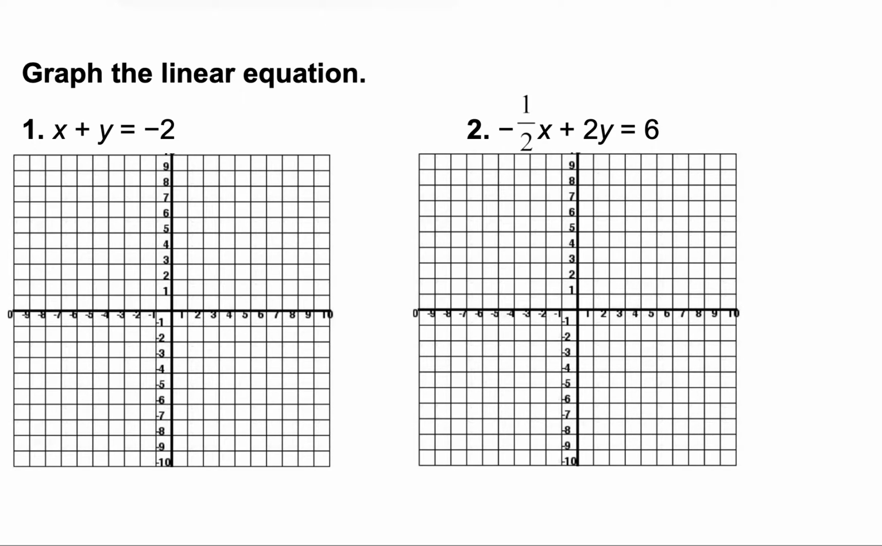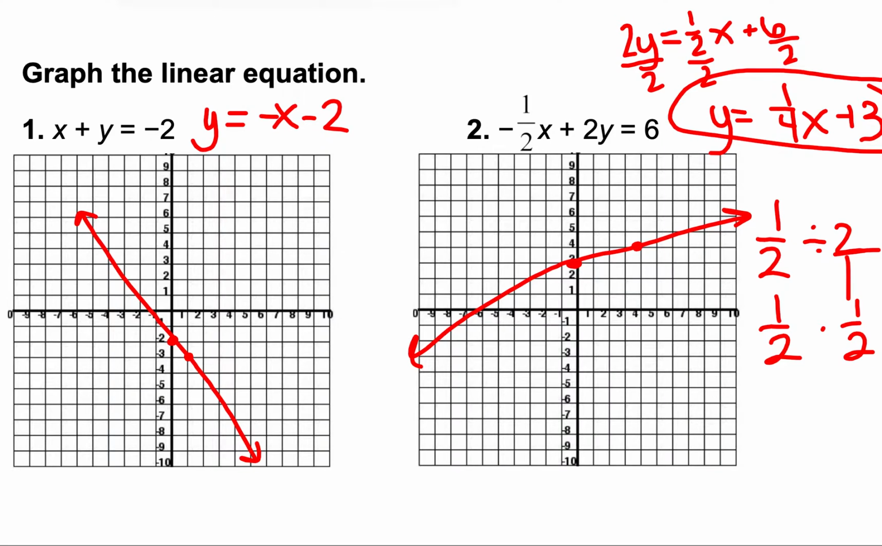Okay, let's check your answers. All right, so for number 1, x plus y equals negative 2. I subtracted x on both sides. I wrote that part first since it's slope-intercept form. So I have y equals negative x minus 2. When I graphed it, that minus 2 is my y-intercept. So I went down to negative 2, and I made my point there. Here it is right here.